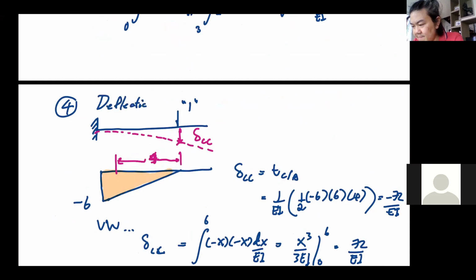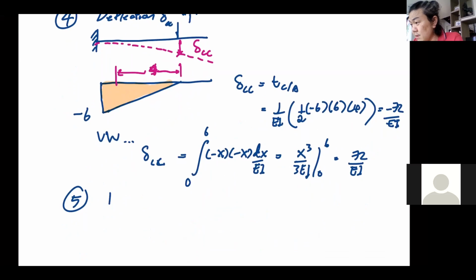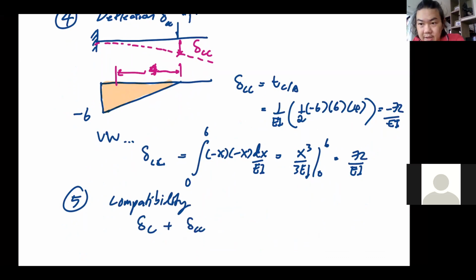Deflection delta CC. Okay. So step number 5 is compatibility now. You have to be mindful of the sign a little bit. So now delta C plus delta CC. Remember that I calculated everything by using a unit load, so I have to multiply this with RC. This is equal to 0.